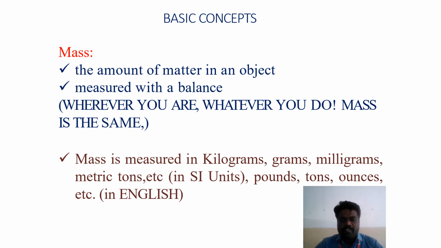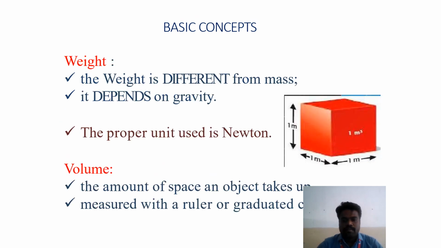The first main basic concept is property. The first property we should know about is mass. Mass is the amount of matter in an object, which is measured with a balance. Mass is measured in kilograms, grams, milligrams, pounds, and tons. These are the different kinds of measurements.